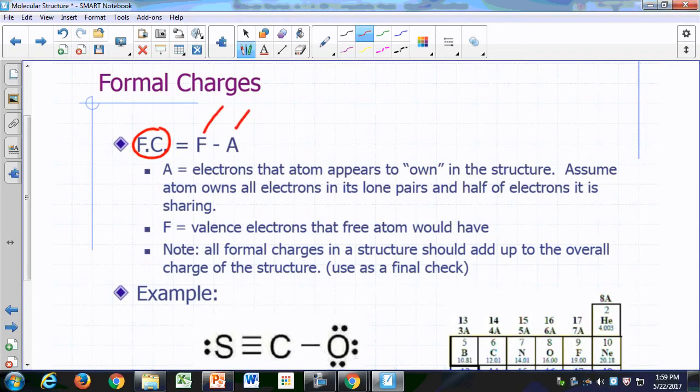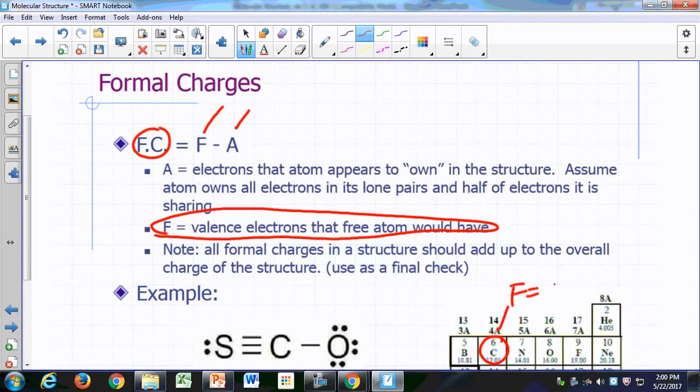Here, F is the number of valence electrons that a free atom would have if it were alone. For example, for carbon, F is equal to 4. By itself, a neutral carbon atom would have 4 valence electrons. Fluorine, F is going to be equal to 7.